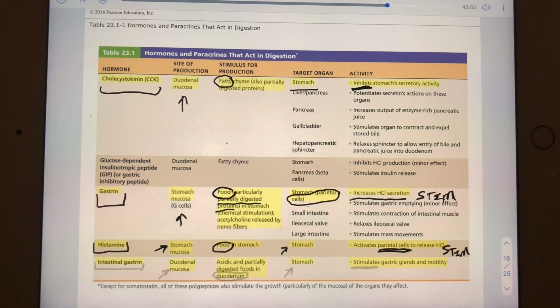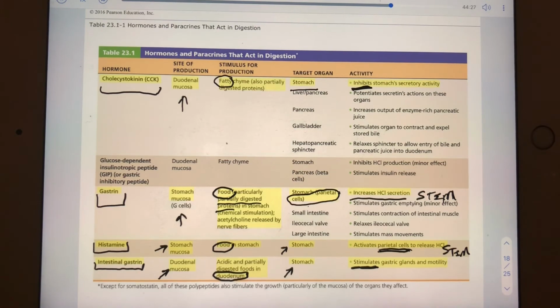We also make intestinal gastrin. The duodenum in particular will produce gastrin. And gastrin, no matter what, is going to be stimulatory. But if it's gastrin produced by the duodenum, then the stimulus is going to be the presence of foodstuffs in the duodenum. So distension, acidity, partially digested proteins, that sort of thing. But still, the target is the stomach.